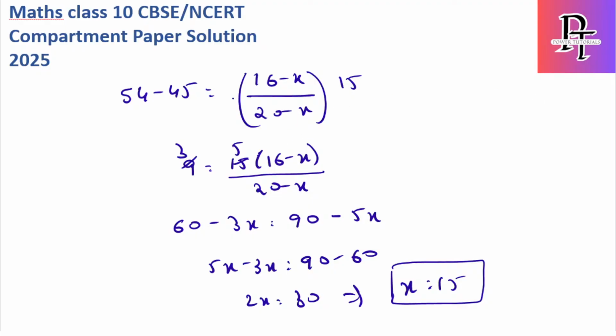Check the steps. Just a minute. 16 5s are 80, not 90. Minus 60 is 20. 20 by 2. Hence the value is 10. Okay. Make sure to do the calculation properly. Don't be in a hurry like me. So make sure to do it properly.